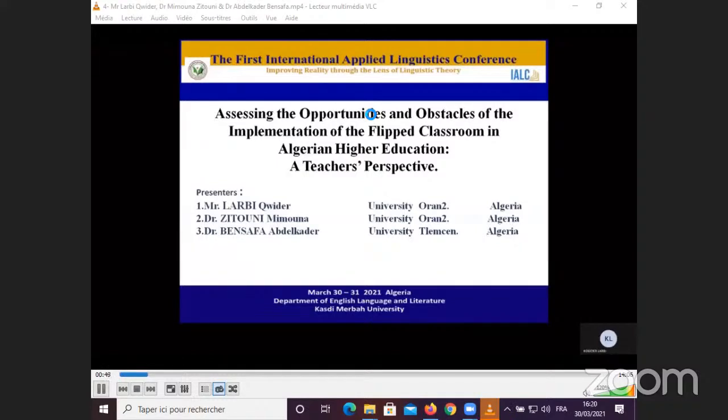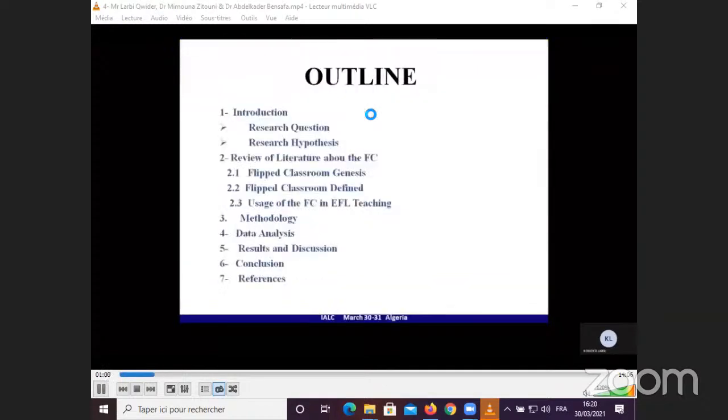The theme of our topic is assessing the opportunities and obstacles of the implementation of the flipped classroom model in Algerian higher education, and this is from teachers' perspectives. So our presentation is going to follow the following structure. First of all, we have an introduction in which we outline the topic, the objective of the research, and the research question, as well as the research hypothesis.